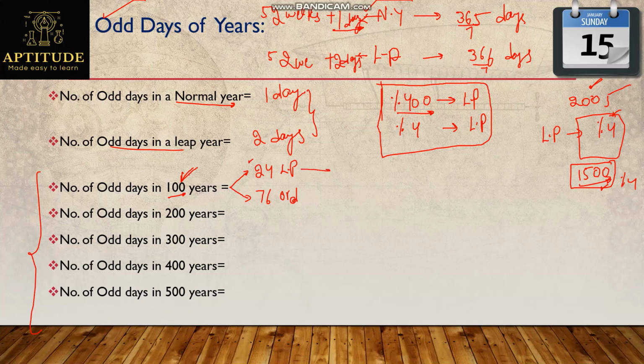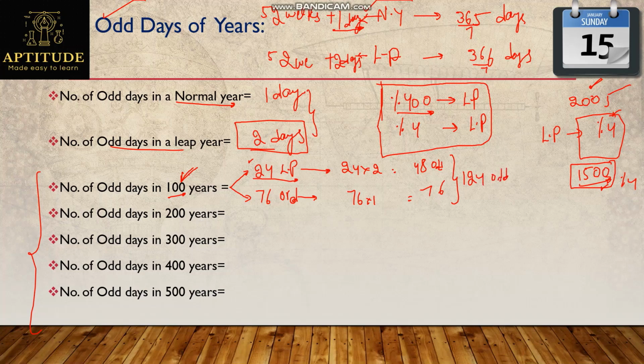A leap year will have 2 odd days, so 24 leap years will have 24 into 2, 48 odd days. Similarly, 76 ordinary years, which means 76 normal years, will have 76 odd days. And what is the total number of odd days for 100 years? 48 plus 76 is 124.